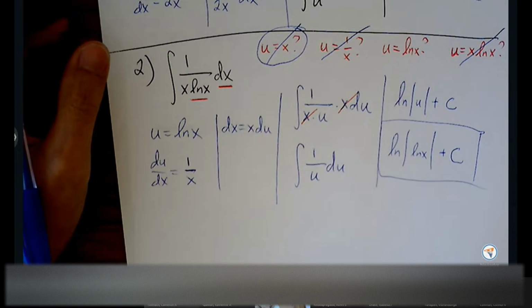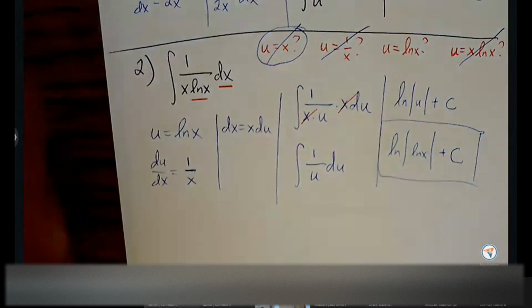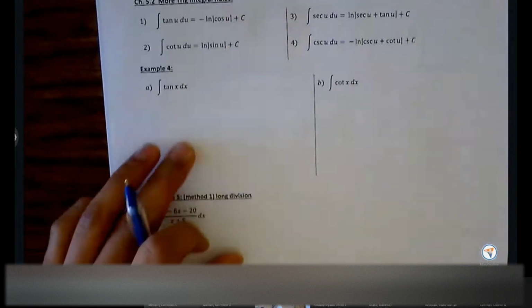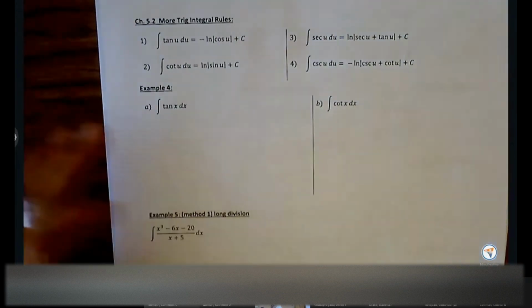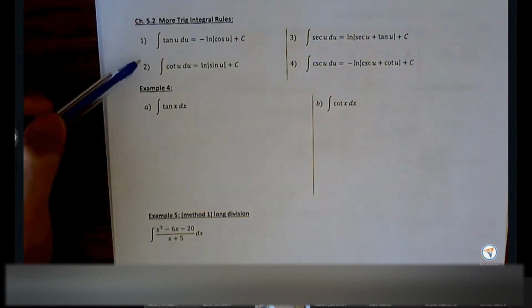All right, let's skip number 3 for now, because I realized with number 3, it's better to handle number 3 after I've talked about the process that I want to show you on the next page. So it's a little bit out of order. Let's go to the back page here. More trig integrals.